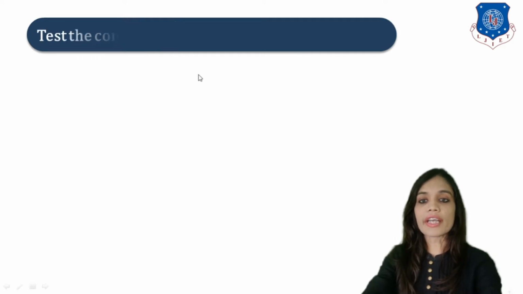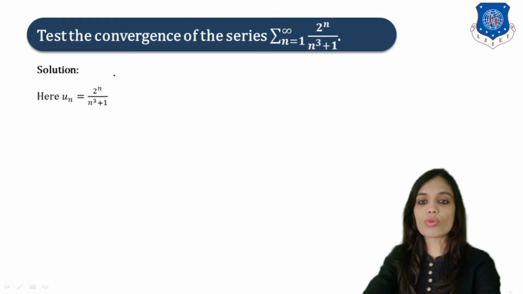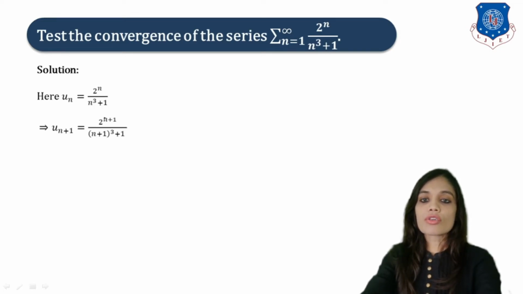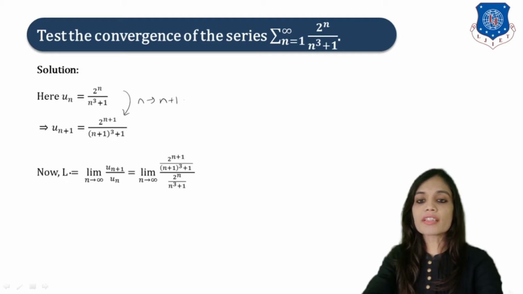Next, let us solve one more example. Here we have to test the convergence of the series summation n equal to 1 to infinity 2 raised to n upon n cube plus 1. Here your un is 2 raised to n upon n cube plus 1. Finally un plus 1 will be equal to 2 raised to n plus 1 upon n plus 1 whole cube plus 1, where we have replaced n by n plus 1. Next, let us find the limit, that is L equal to limit n tends to infinity un plus 1 upon un. Put the values of un plus 1 and un.